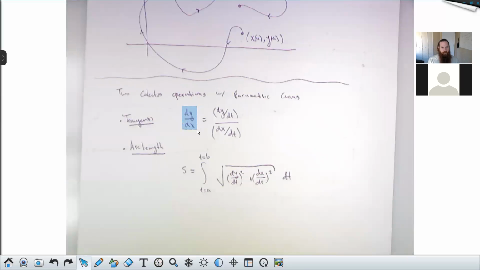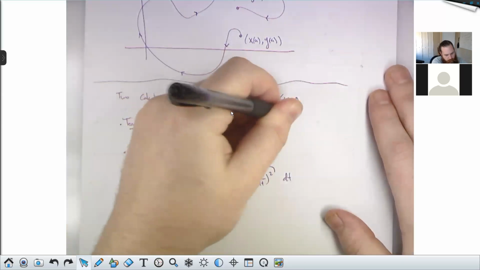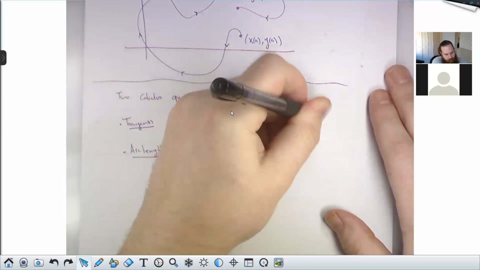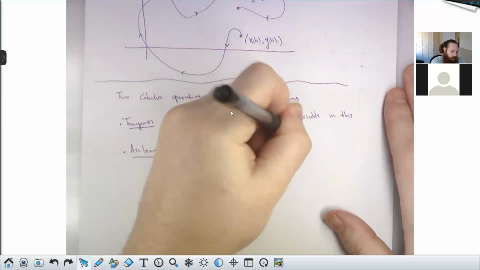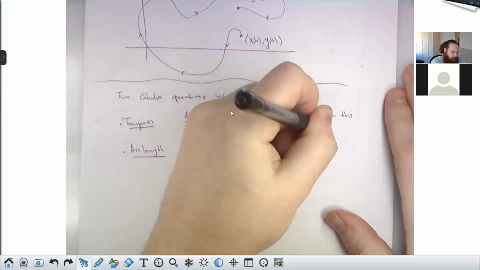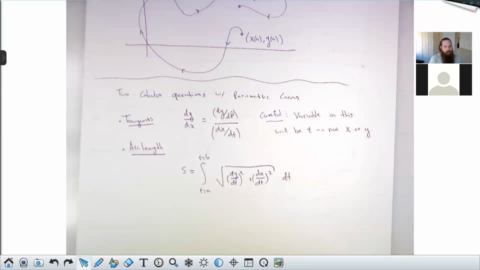So if you want to find the slope of the tangent line, you differentiate the y function, you differentiate the x function, and then you divide them. The thing to be careful of here, the variable in this expression will be t, not x or y. So when you start working with this derivative, whatever it is you want to do, setting it equal to 0 or plugging something in to try and find a slope at a certain point, you're going to be working with t values, which are values of the parameter.